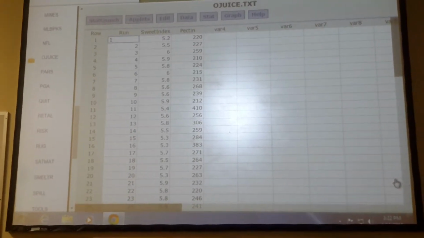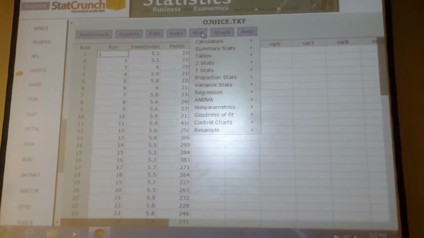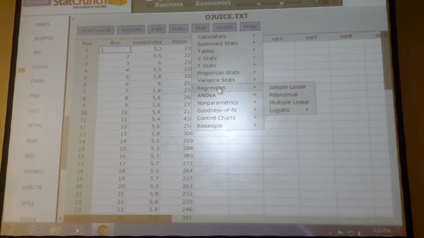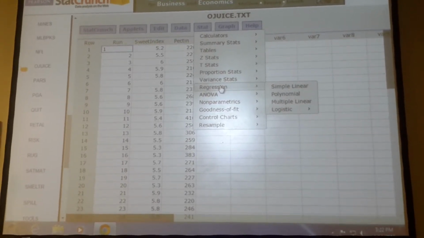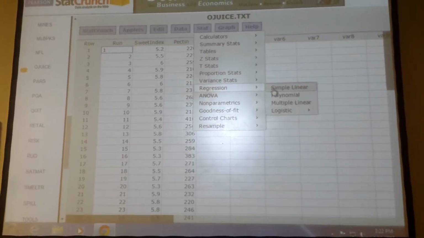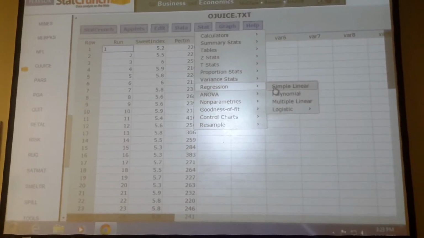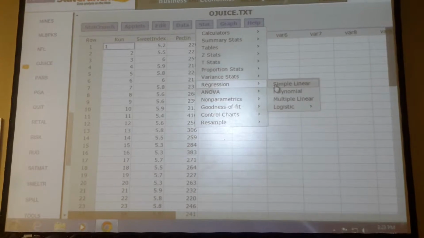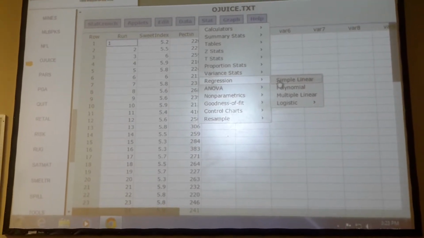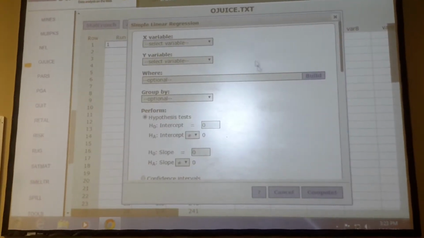Let's run our regression analysis. To do it, we'll go to our Stat button. You'll notice that there's an option here for regression. And since we have just the one independent variable, this is going to be a simple linear regression. It's multiple linear if we have more than one independent variable, and the other 2 options here, polynomial and logistic regression, are beyond what we're doing in this class. So this is simple linear.